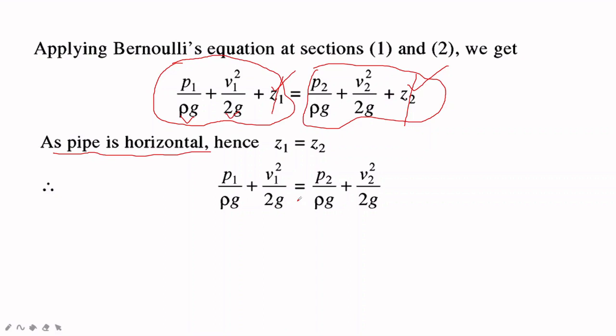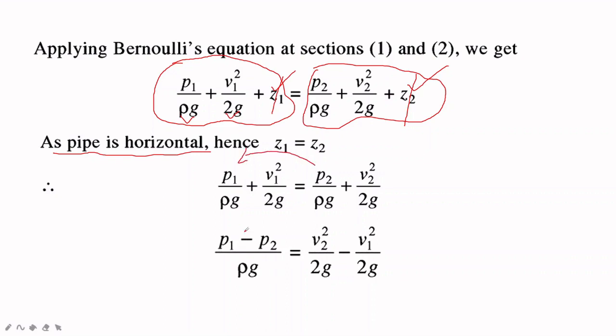Now I'll rearrange them. I'll take all the P terms and V terms separately. So P1 minus P2 divided by rho g, the common terms, goes to this side, and V2 square by 2g minus V1 square by 2g goes to that side. So we get the equation P1 minus P2 by rho g is equal to V2 square by 2g minus V1 square by 2g.